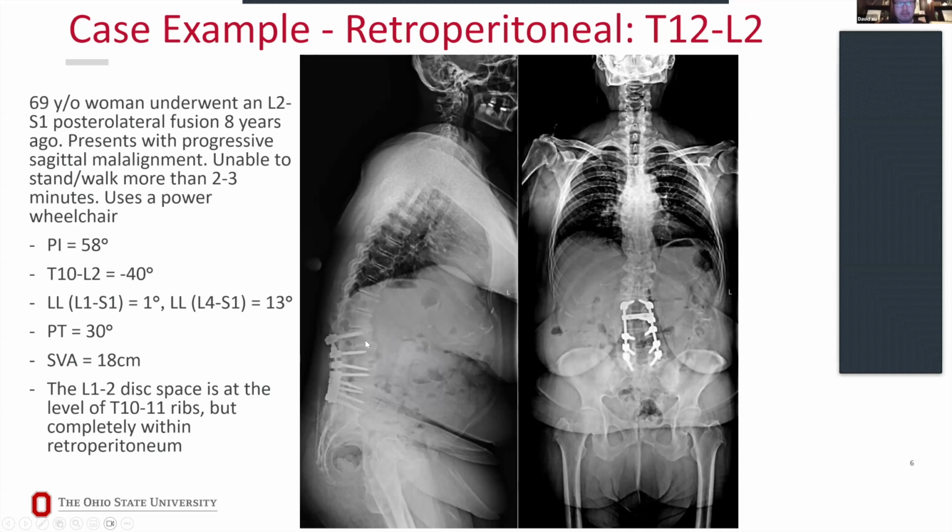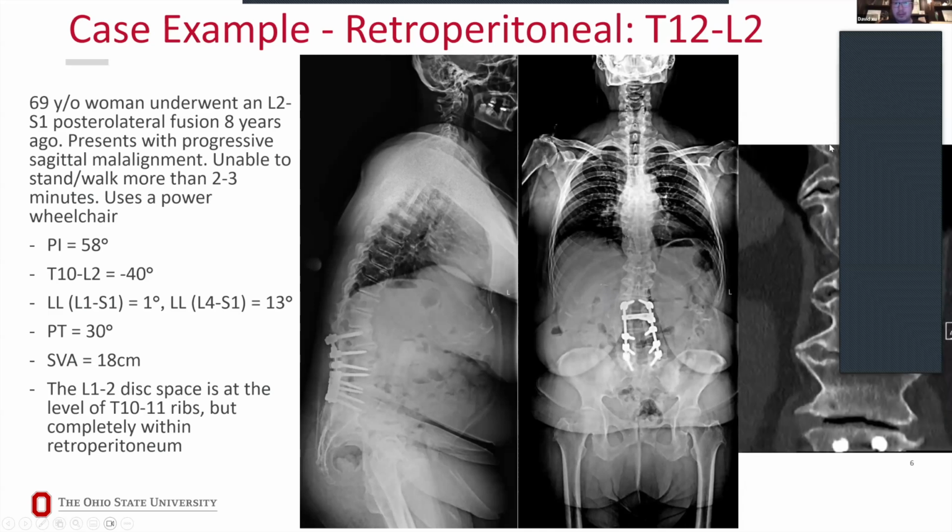So my plan was to do a lateral anterior column release at the L1-2 disc space. If you look on the coronals, the L1-2 disc space, if you're going far lateral, is really at the level of the T10, T11 ribs. But really, we know that this space is completely within the retroperitoneum. Just again, generalities: if you're below L1, you're pretty much always in the retroperitoneum. So my thought was we can get this through just a standard retroperitoneal approach.